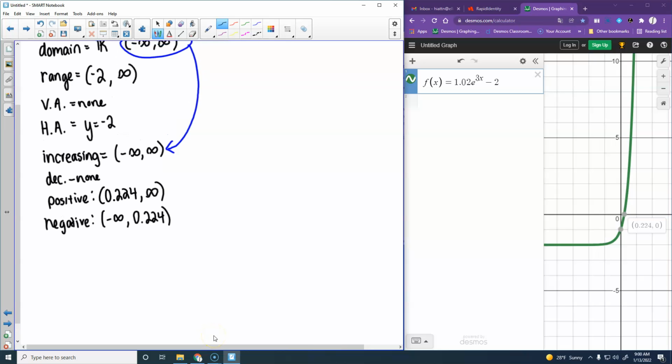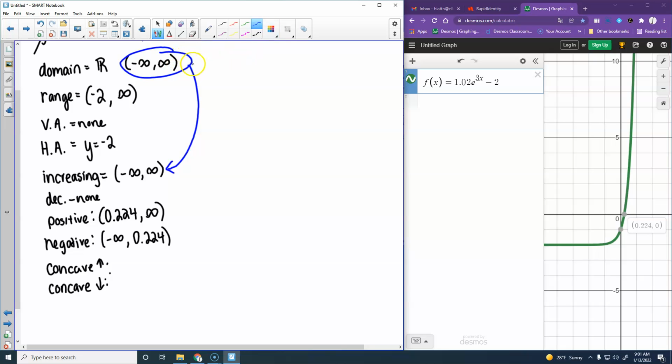Concavity is a lot like increasing or decreasing. So concave up and concave down. Concave up or down, it's going to be the same for the whole function for these functions, for exponentials and logs. Which one is this? Concave up or down? It's up. It's curved up. So, again, this is another case where it's concave up for its entire domain. So our domain is just going to go here, from negative infinity to positive infinity. All right, and then it will never be concave down.